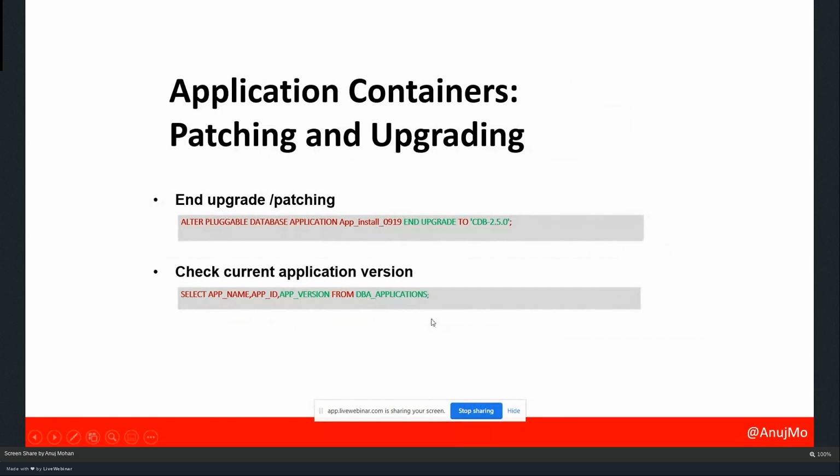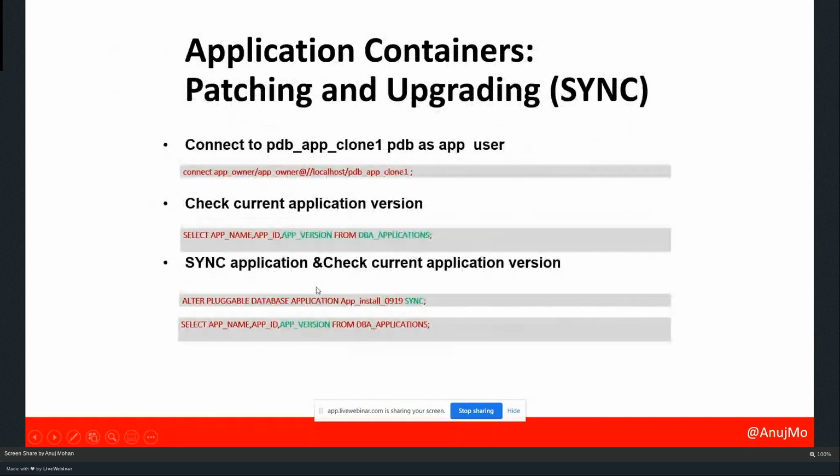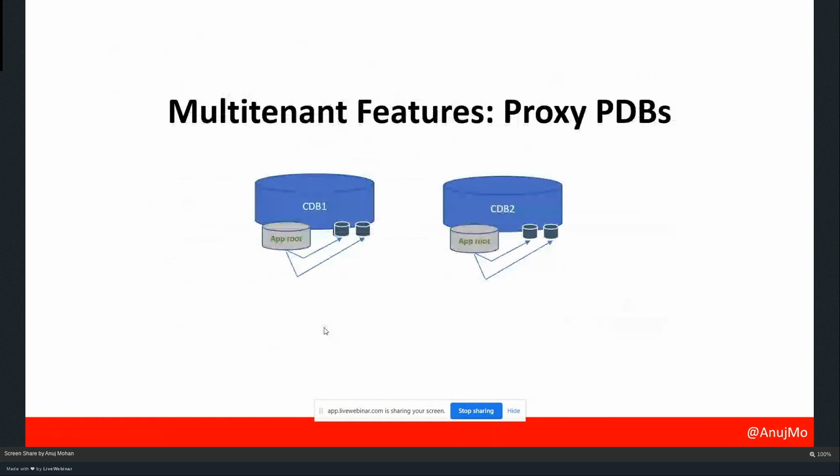Now, before doing a sync, you connect to your clone, and you check the application version from DB applications. It will show you 2.4.4. You run the sync, and then you check again, and it will show you the new version. So there'll be a quick check that your refresh was successful, sync was successful, right?